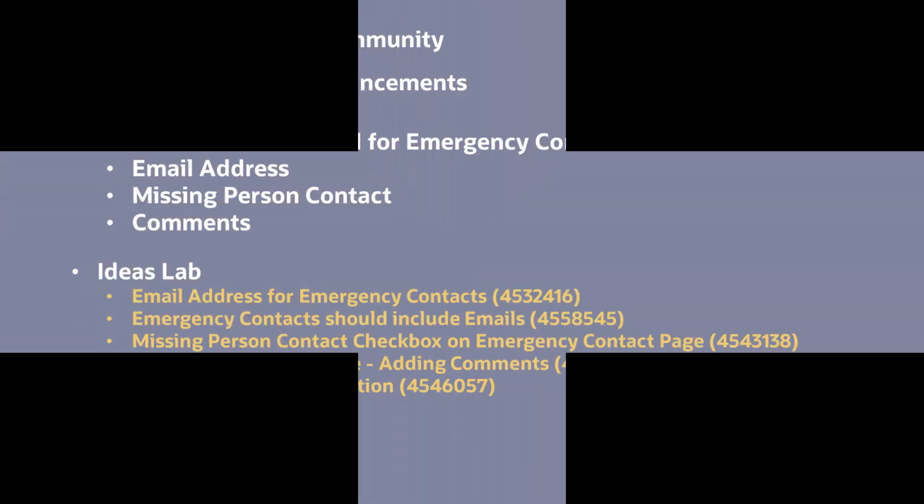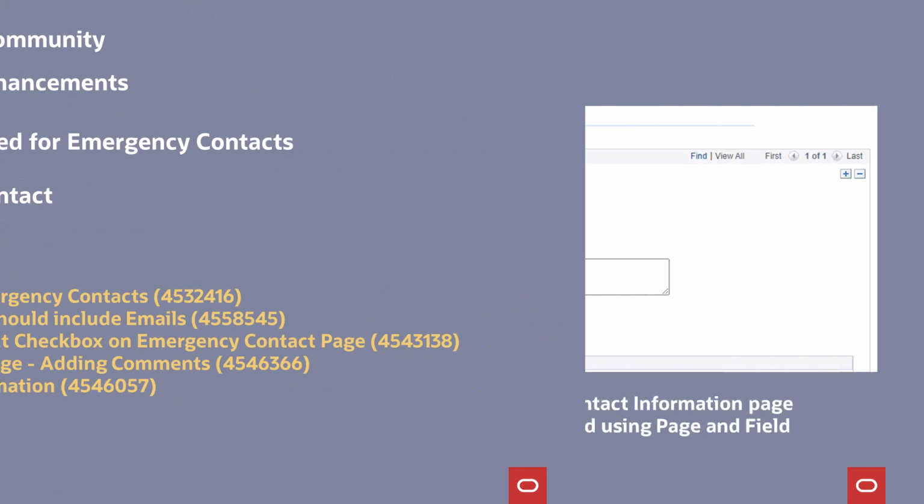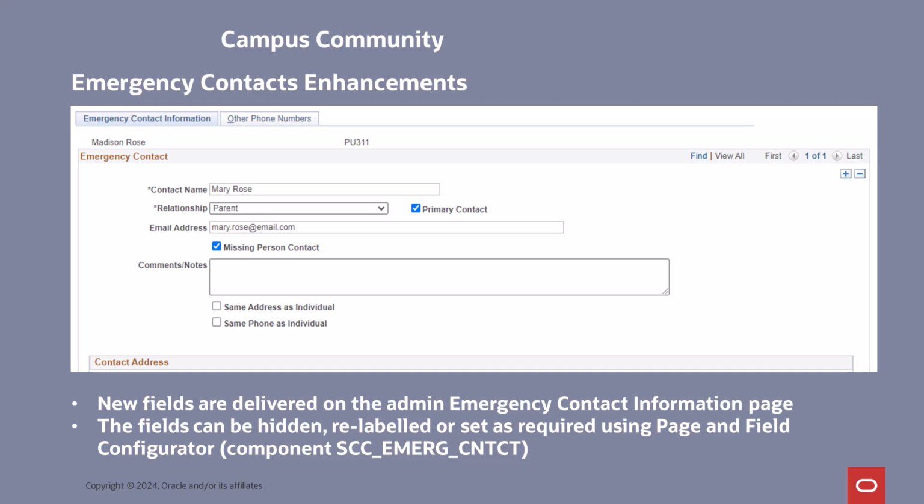financial aid. In response to a number of enhancement ideas posted in Ideas Lab, 3 new fields are delivered to allow additional data to be captured for an emergency contact. This includes a field to record the contact's email address, a yes/no option to indicate whether the contact is a missing person contact for the student, and a comments field that can be used by a student or an administrator to add additional information about the contact. The new fields are delivered on the back office emergency contact information page.